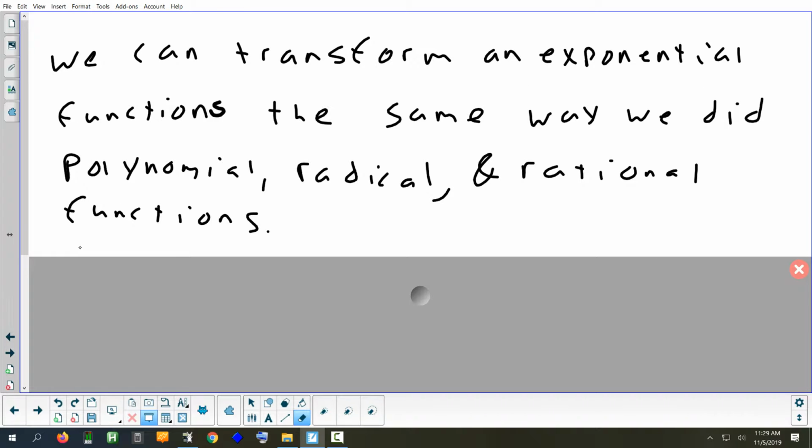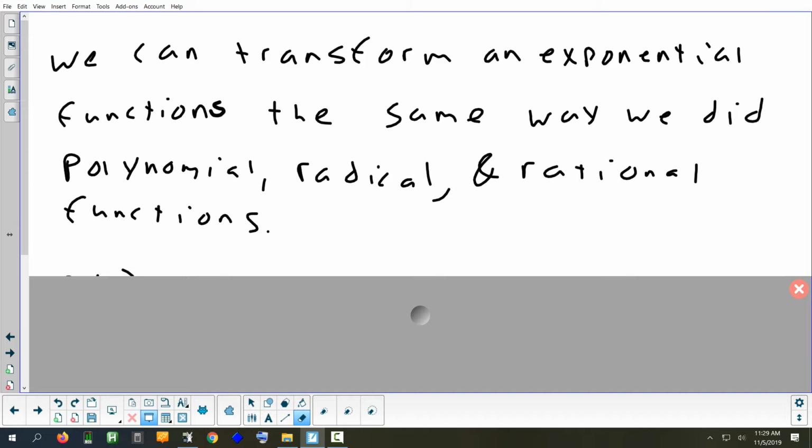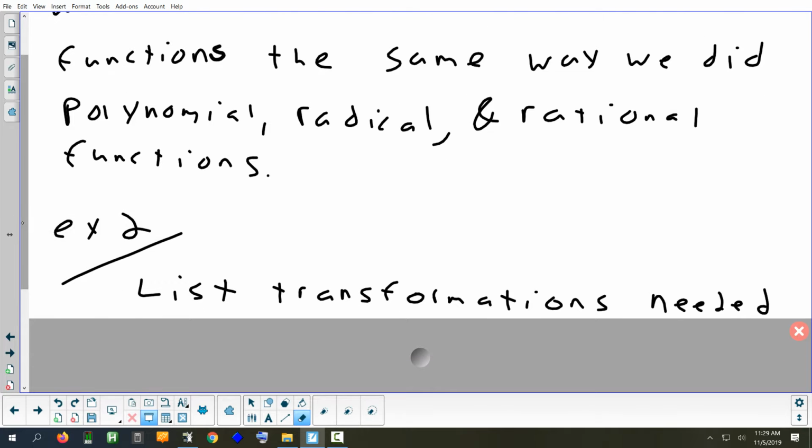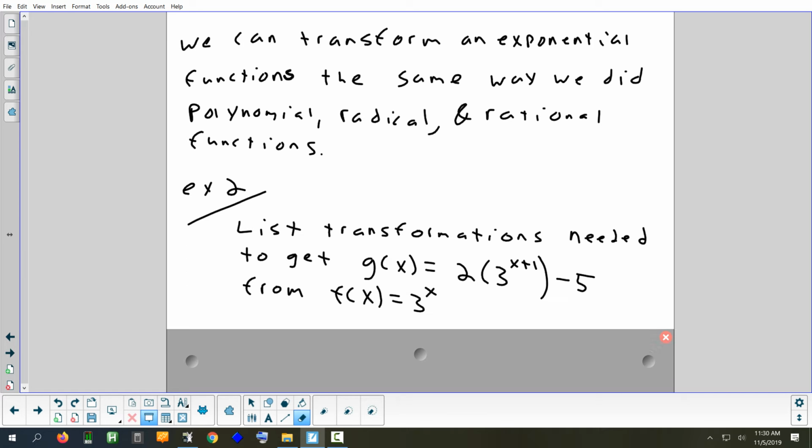So, we can transform exponentials exactly the way we've transformed every other function all year. Okay? So, let's see if we can list the transformations needed to change f of x into g of x. First, anyone think they can tell me how many transformations are happening? From f of x to g of x. Like take f of x, do this, this, this, this, and this, and you get g of x. How many thises are there? 3. There's only 3. Okay.